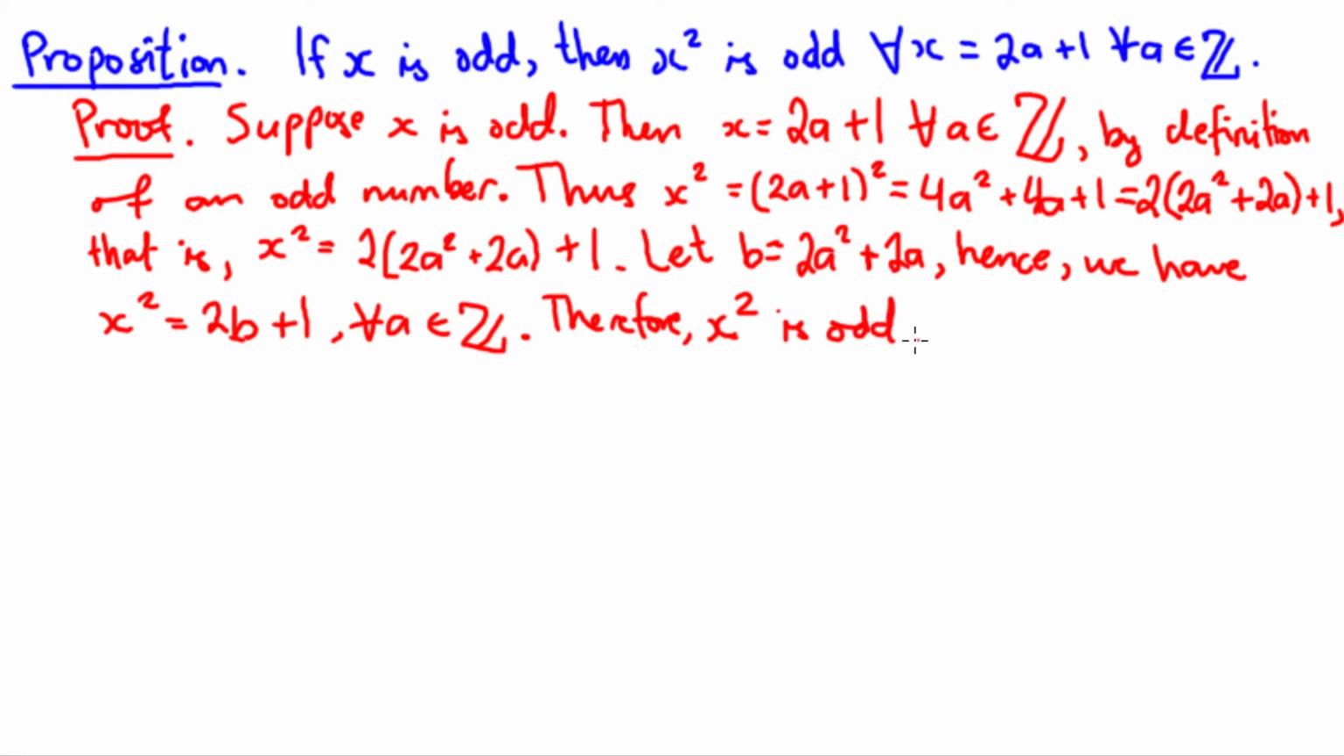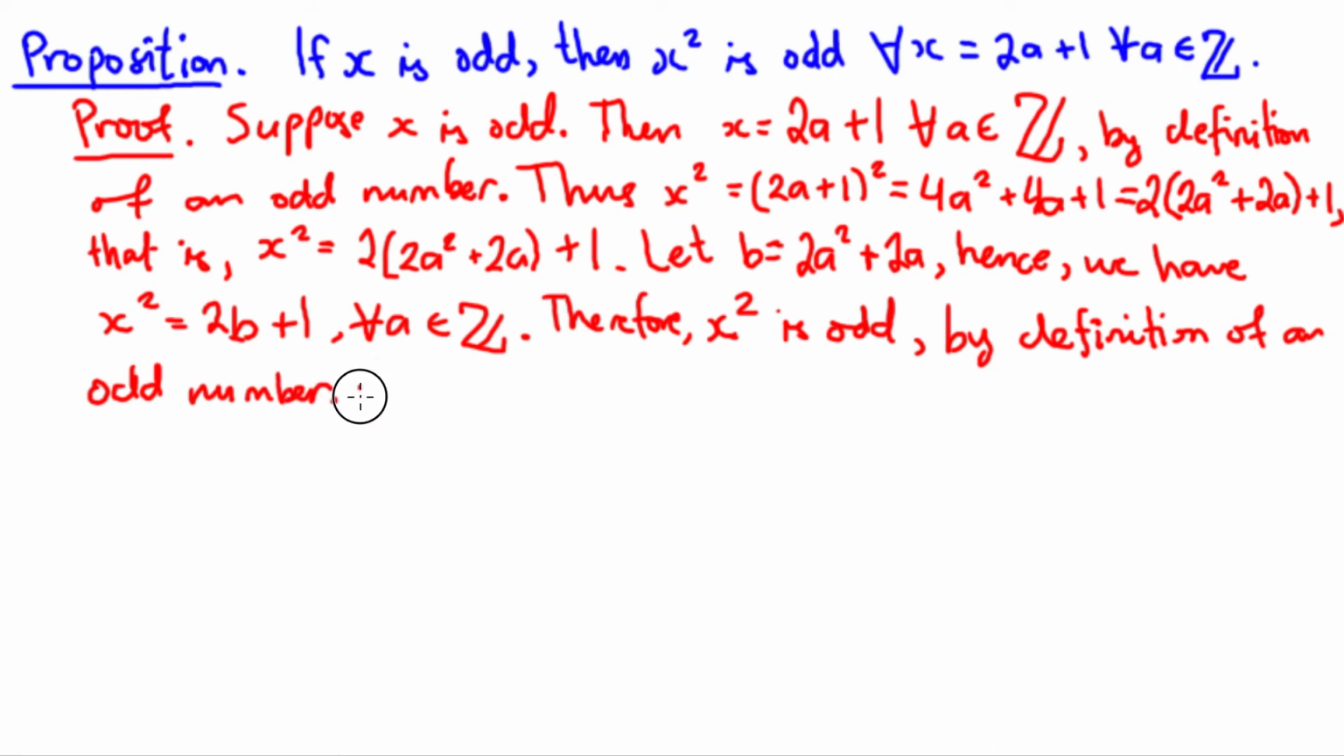So this is by definition. How did we do that? By definition of an odd number. Okay, and then that's the end of our proof. So we want to put a square box here.